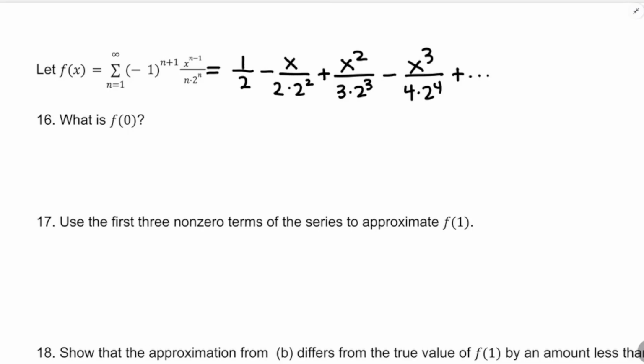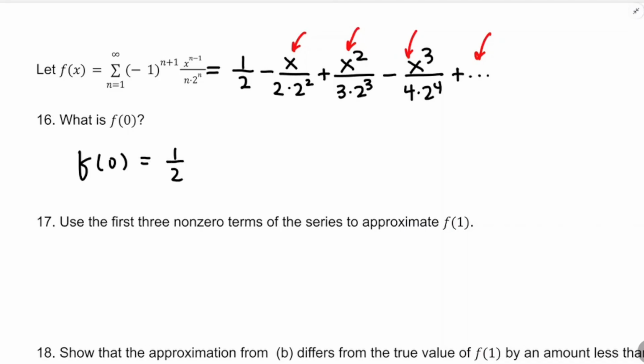Okay. F of 0, think about what happens if I plug in 0 for all of these x's right here. I'm going to get a whole bunch of zeros. All the rest of these are going to have higher and higher powers of x. So I'm going to have a whole bunch of zeros, and this series is going to converge to 1/2. So f of 0 equals 1/2.